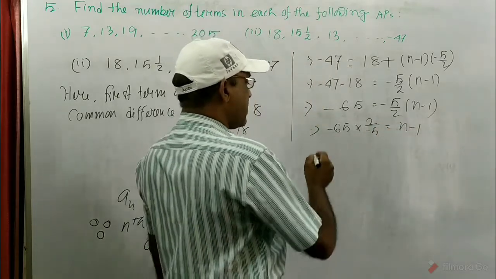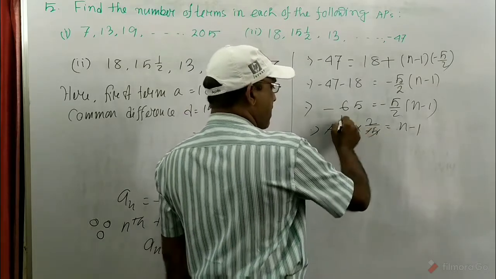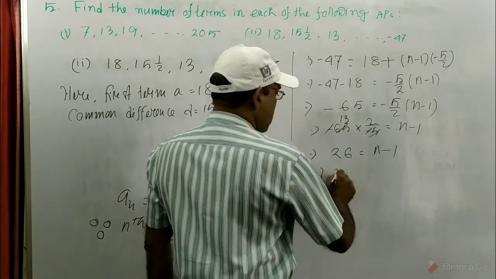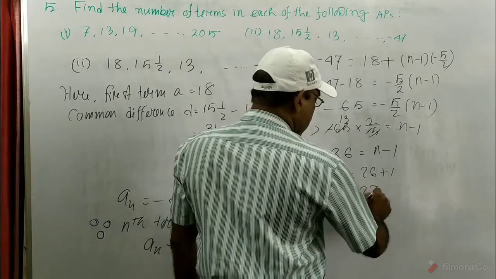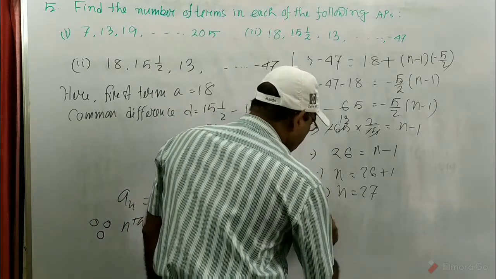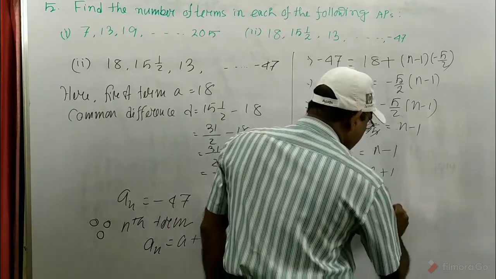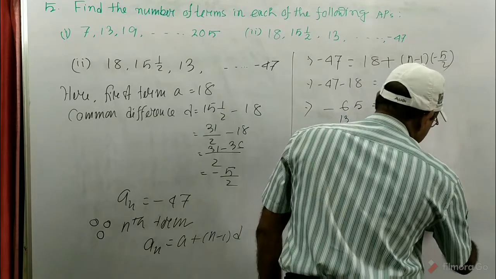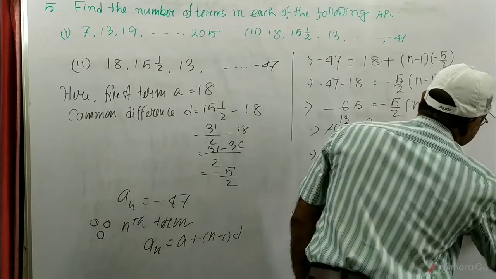So dear students, our answer is coming soon. The minus signs cancel, 65 divided by 5 is 13, and 13 times 2 is 26, equal to n minus 1. So n equals 26 plus 1, n equals 27. Therefore the required number of terms equals 27. This is our answer.